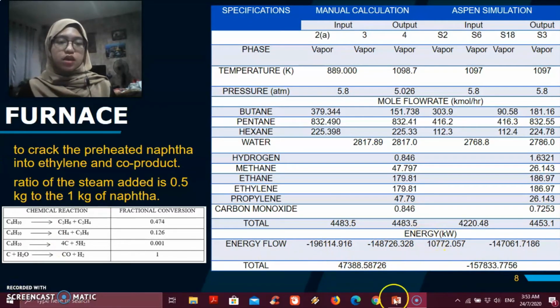So even though it has a huge difference, we assume that the manual calculation is valid because the reaction that occurs is supposed to consume a lot of energy, and it is supposed to be endothermic. So we believe that the manual calculation energy flow number is valid. However, the huge difference might be caused by the significant figures for molecular weight in the Aspen being much bigger than in the manual calculation. Also, there is the factor of temperature input and so on.